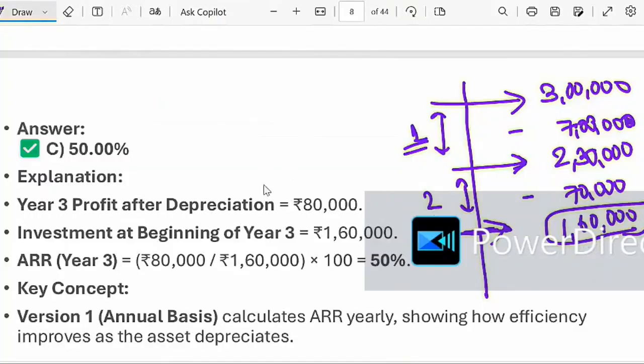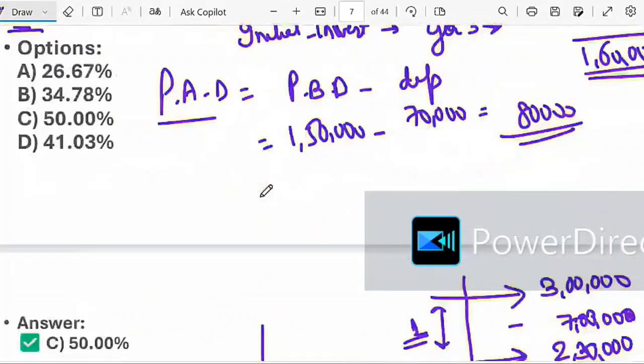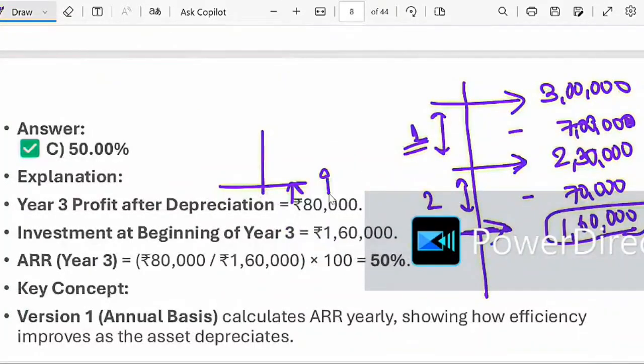Another way to do it is we start from the last. So in the last, what do we get? The salvage value. What is the salvage value? In the question it is given. Salvage value is how much? 90,000, right? The salvage value is 90,000, which means the residual value is 90,000. And how many years? 3 years. So in the third year, it would have depreciated by 70,000. We just add, right? You will get 1,60,000.